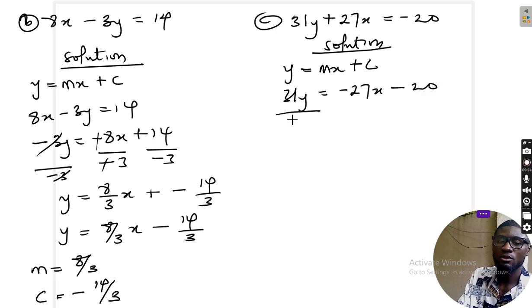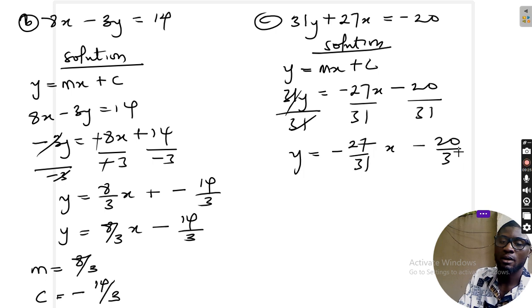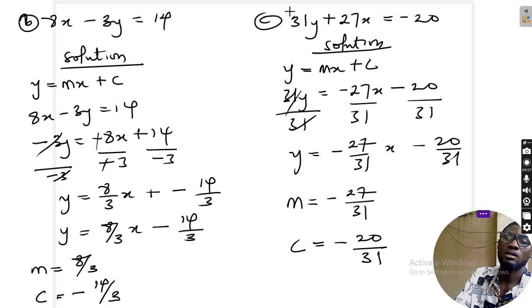Divide all through by 31. So this cancels this. Now y equals minus 27 over 31x minus 20 all over 31. That tells us that m, the gradient, is minus 27 over 31, and c, the intercept, is equal to minus 20 all over 31. So let's take the fourth one.